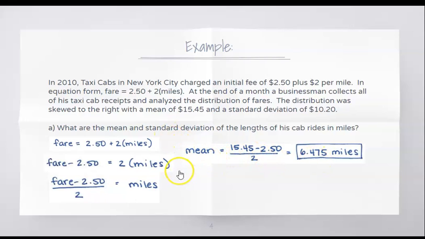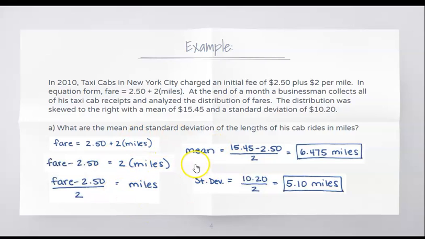But for standard deviation, if you recall, it is not affected when you add or subtract a value. So subtracting 2.50 does not affect the standard deviation. However, dividing by 2 will affect it. So to find my standard deviation, I take the original standard deviation he gave us and divide it by 2. The standard deviation of the length of his cab rides is 5.1 miles. So when you're looking at transformations, you've got to consider whether you're changing a mean or a standard deviation, and then pull in the correct components and factors needed.